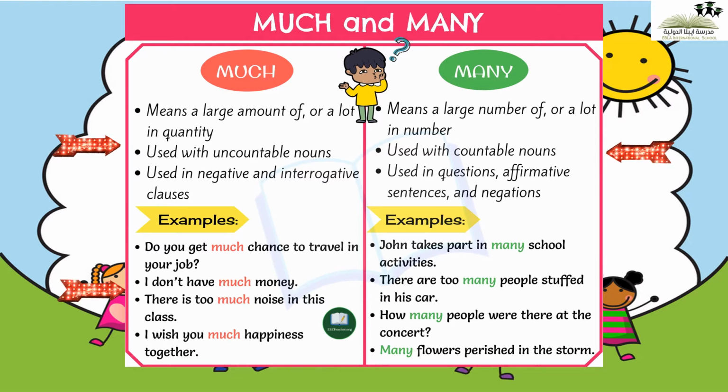Let's have some examples. John takes part in many school activities. There are too many people stuffed in his car. How many people were there at the concert? Many flowers perished in the storm. Notice that after the word many, we have nouns in plural form, like activities, people, and flowers.